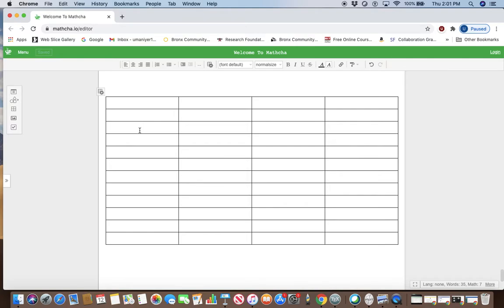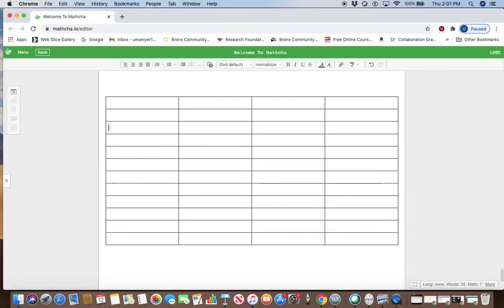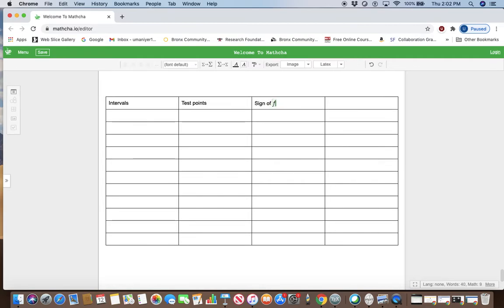For instance, I'm pressing the dollar symbol. Now I can talk about, I'm inside math mode. Okay, so this is a very good feature I have used, for example, to explain intervals of increase and decrease, right? So intervals, test points, and here is the sign of, say, my function. So whenever I hit the dollar symbol, I am in math mode.